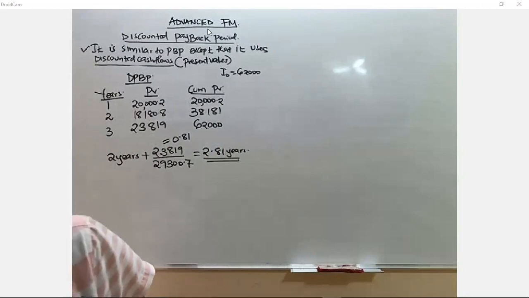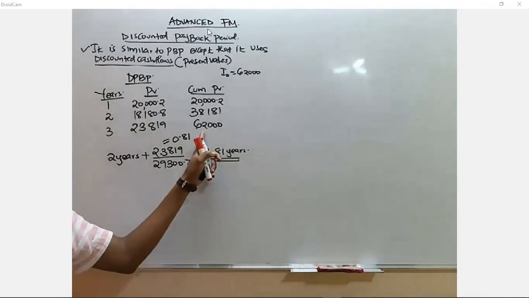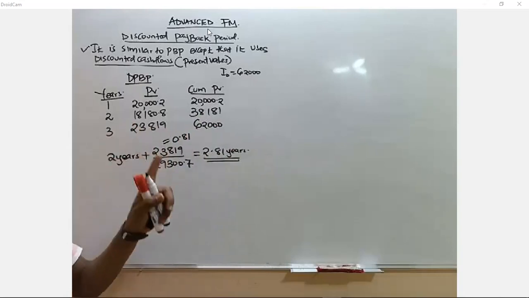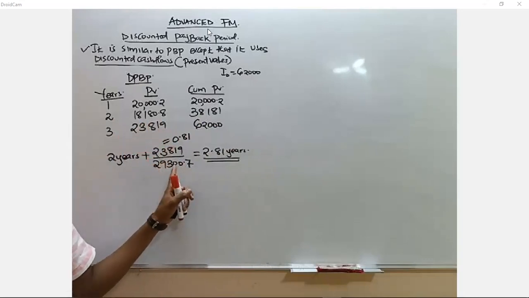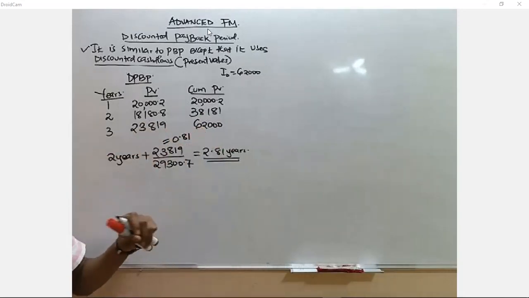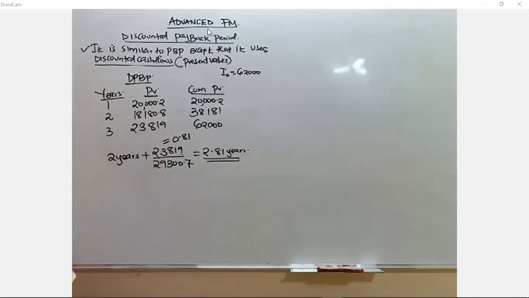Joy is asking, why did you not use 62,000 in the discounted payback period? But I have used it, it is here. That is why I used the initial outlay to determine the present value required. Remember, for year 3, the present value is 29,300.7. But how much do I require to get only 62,000? I require 23,819 to get 62,000. I don't require the present value for the whole year, I require part of it.